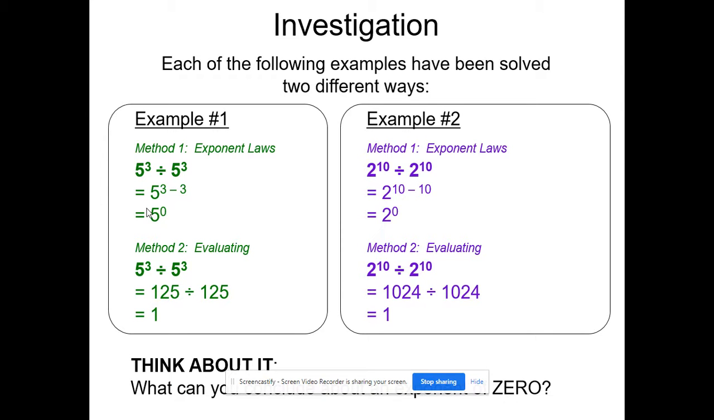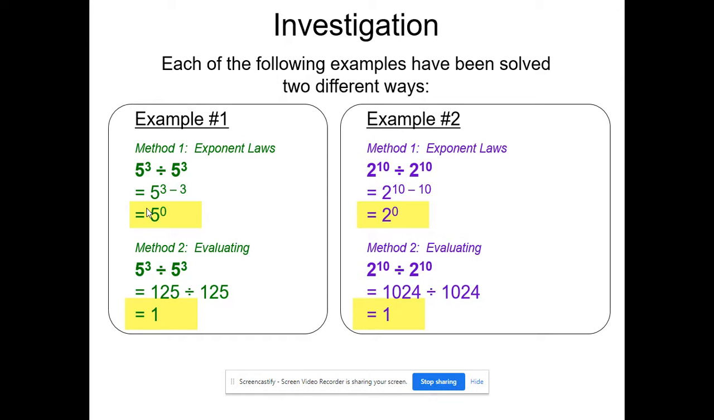So the question I would like you to consider is, what can you conclude about having something to the power of 0? So if I take a look at the first way we did it with exponent laws, I got 5 to the 0 and 2 to the 0. And then when I evaluated them, I noticed that I both got 1. So hopefully you noticed that when we raise something to the power of 0, we get an answer of 1.